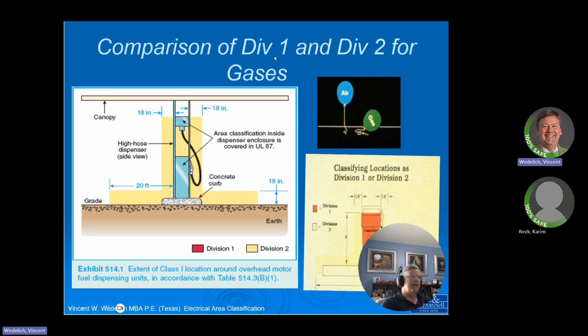And then here's an example of a Division 1 or Division 2 location. So we have this gas pump.